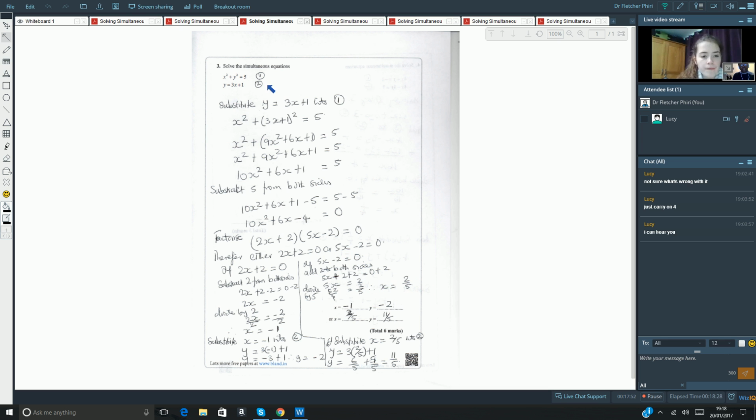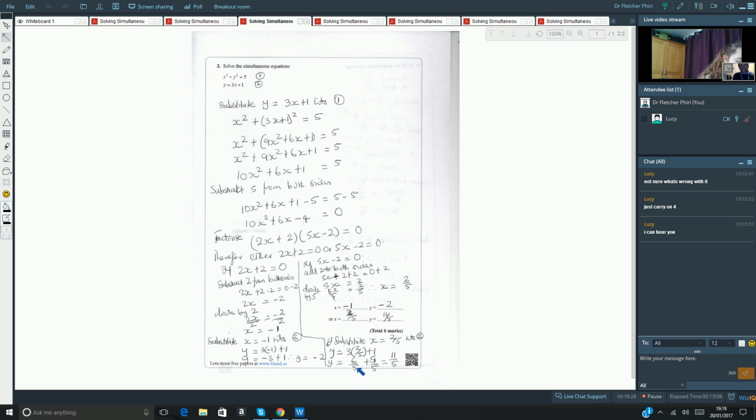Then I need to take this and substitute again into this equation to find the corresponding value of y. So therefore, I'm going to have y is equal to 3, which is this 3 here, multiplied by x. The value of x I've found is 2 over 5, which is what you see here. So 3 times 2 over 5 plus 1. If I multiply this out, I'm going to have 6 at the top there, since 3 times 2 is 6, and at the bottom there is 5.